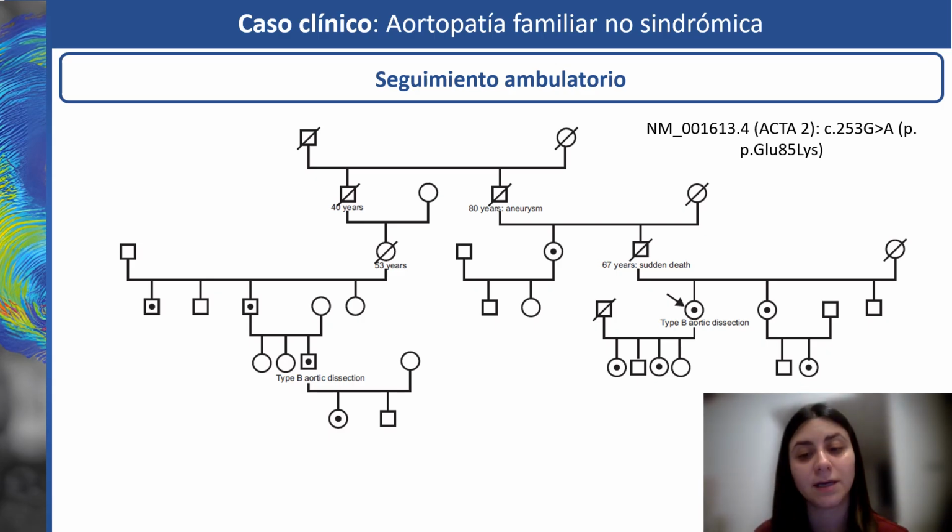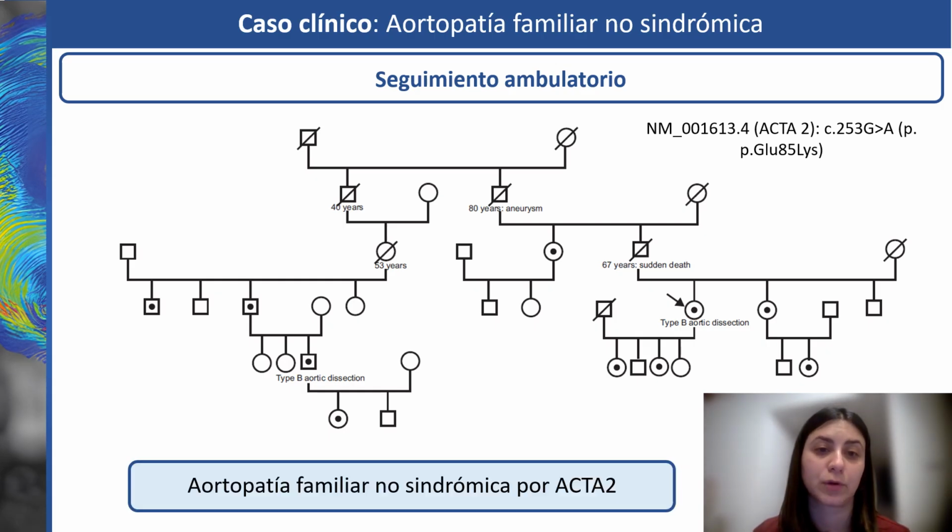Thus, close monitoring of all family members carrying the variant was also initiated through echocardiographies, aortic angio-CT, and also of the abdominal aorta, and also intracranial angio-CT to rule out the development of aneurysms in different locations. Thus, it was concluded that this was a familial non-syndromic aortopathy due to ACTA2.